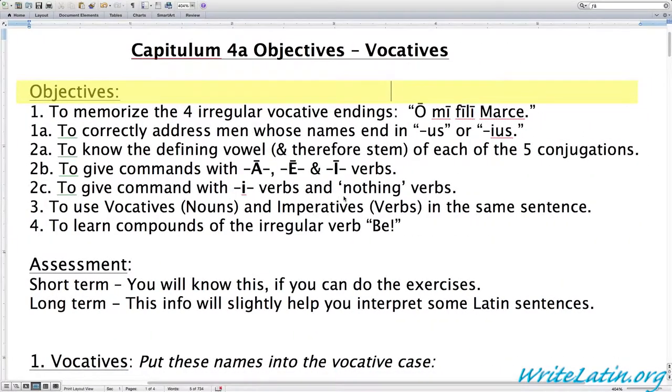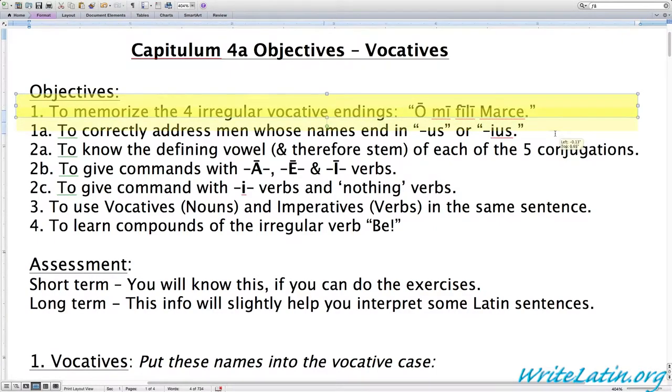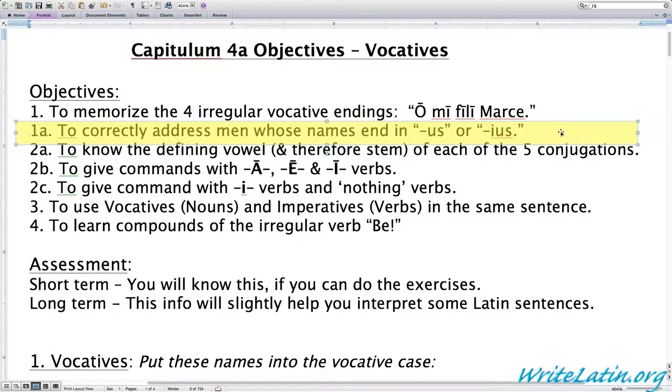Chapter 4, Vocatives. In this chapter, we will accomplish the following objectives. Number 1, to memorize the 4 irregular vocative endings indicated by the sentence, O mi fīlī Marce. Objective 1a, to correctly address males whose names end in us or ius.